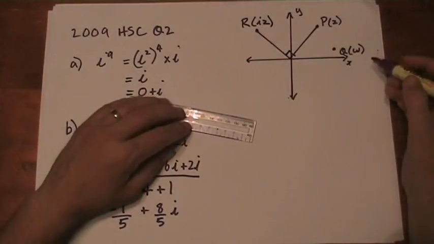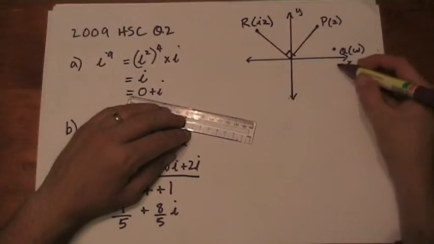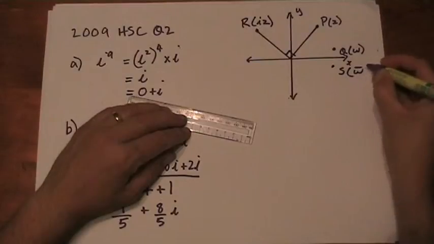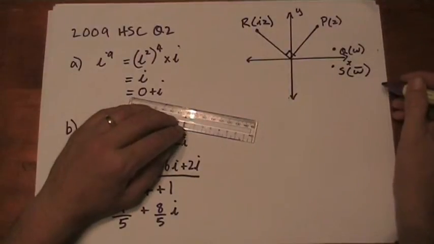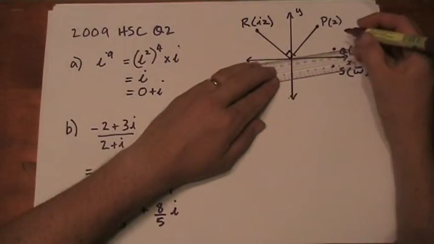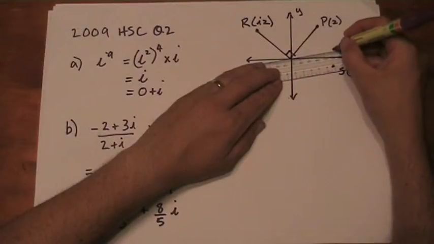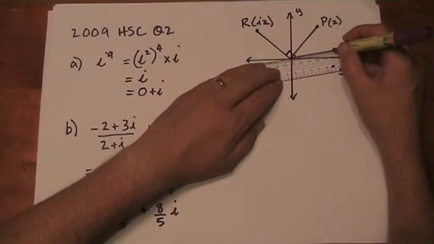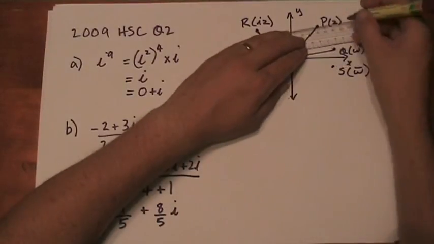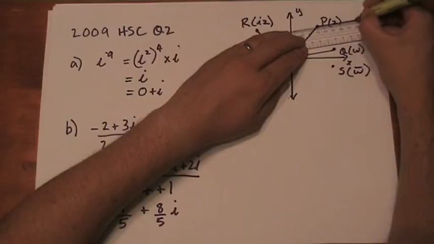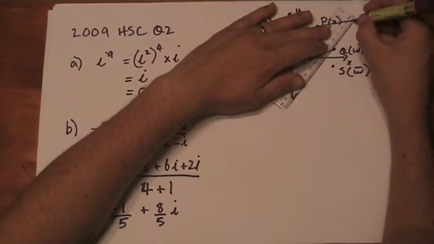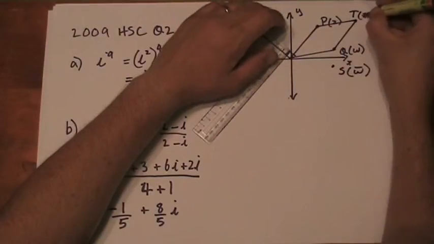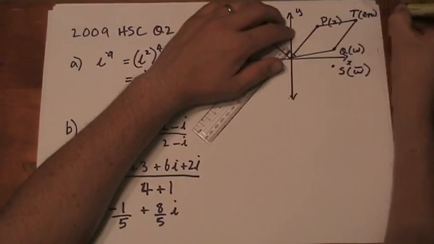Next point is s, which represents the conjugate of w. Conjugate of w is just a reflection about the x-axis, so that'd be s, the conjugate of w. Next point is t, representing z plus w. So z plus w is just the completion of the parallelogram, so I'll draw this line in, move it up to here and draw it up there. Complete that parallelogram, and this point up here is going to be t, which is z plus w.